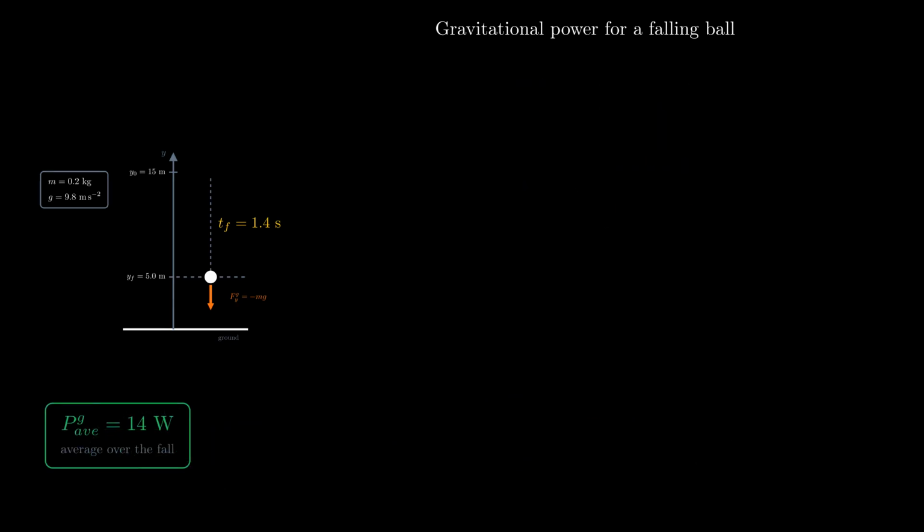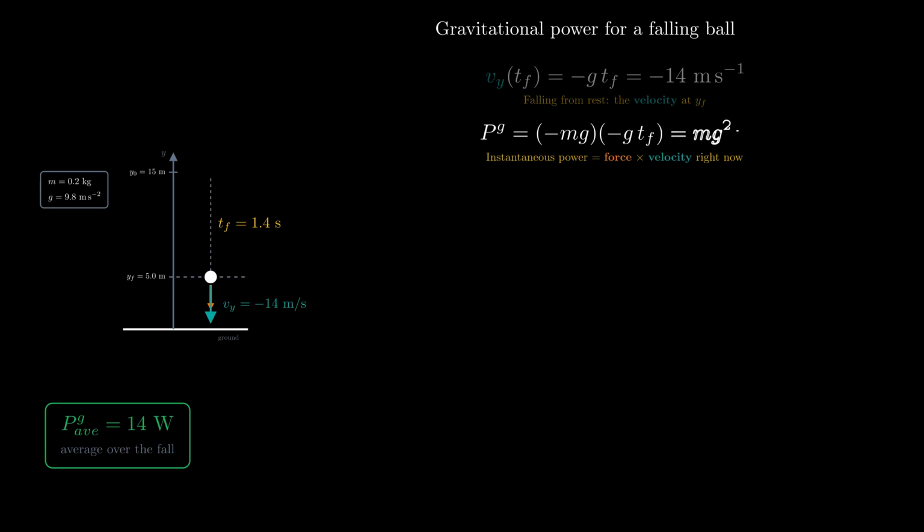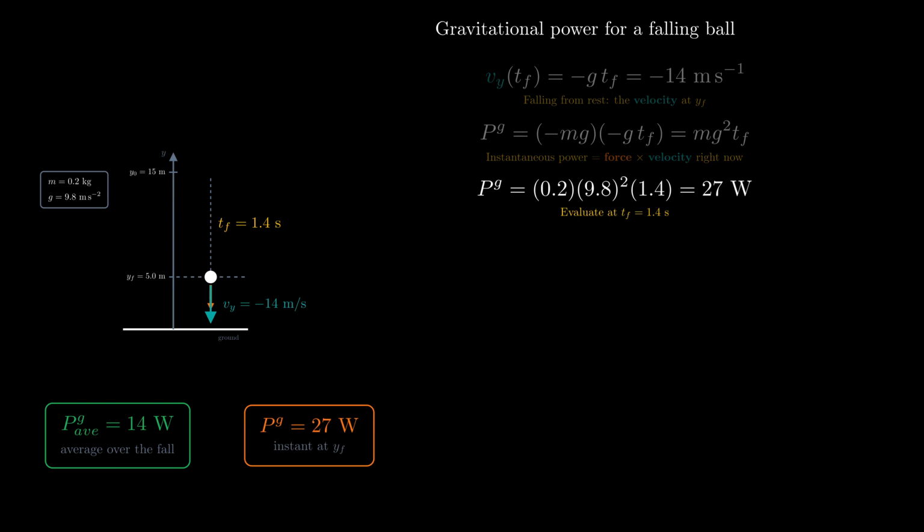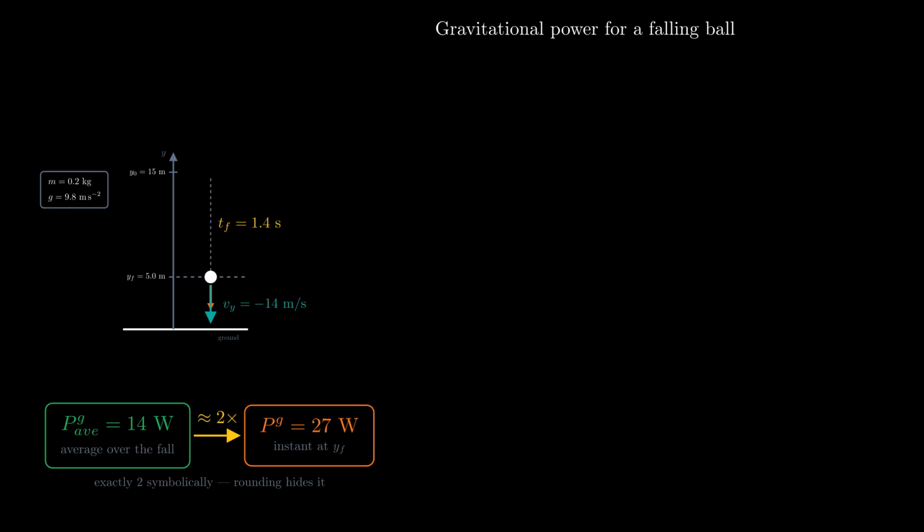Now the instantaneous power at 5 meters. That takes the velocity there. Falling from rest, the velocity at time t is negative g t. So at 1.4 seconds, it is negative 14 meters per second. Instantaneous power is force times velocity, negative mg times negative g t_f, which is m g squared t_f, numerically 0.2 times 9.8 squared times 1.4, 27 watts, nearly double the 14-watt average, and worked symbolically, the factor is exactly 2. Rounding is the only reason these numbers miss it.